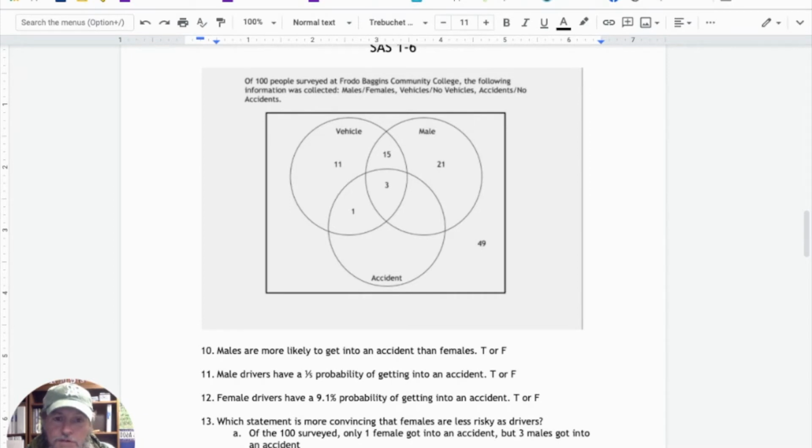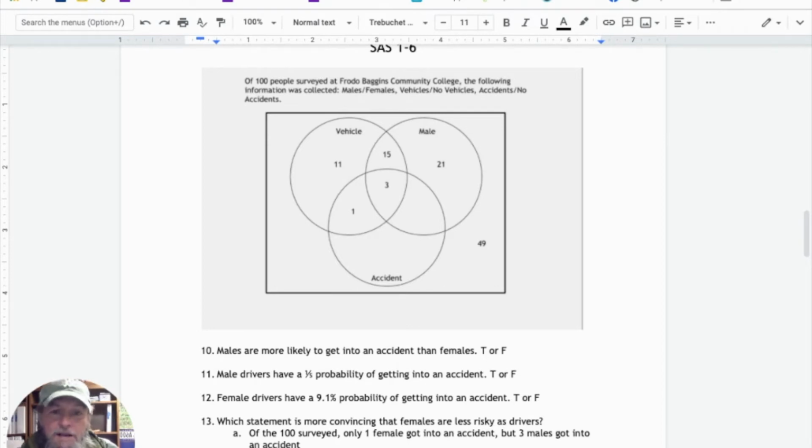So this circle just encompasses male. So these numbers here are the total males surveyed. So the intersection of vehicle and male is the number of males that have vehicles, which would be 18, the sum of those two numbers. The intersection of all three of them, this circle right here, is just people that have had accidents. Okay, so you can't have an accident without a vehicle, which is why you know that males with vehicles are the only ones that get accidents in this particular part of the intersection. Okay, that's what 3 stands for: males, vehicles, and accidents.